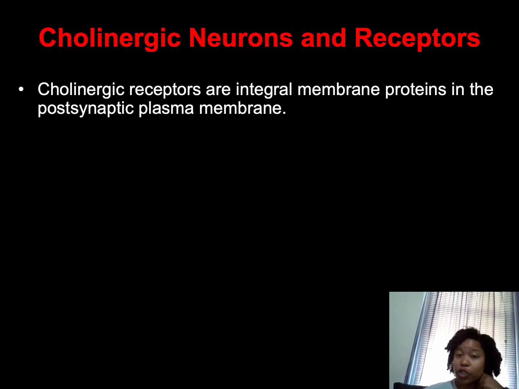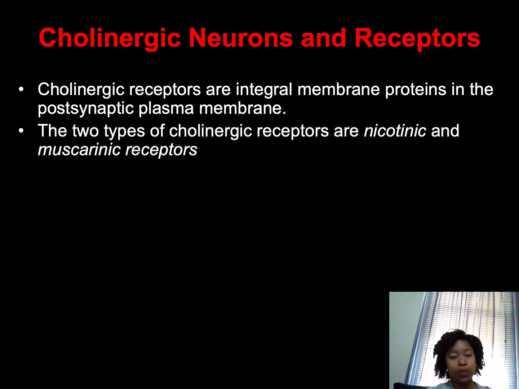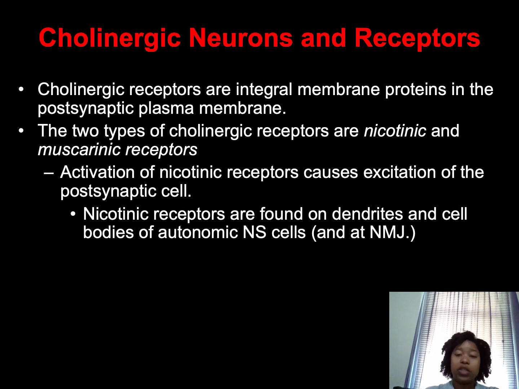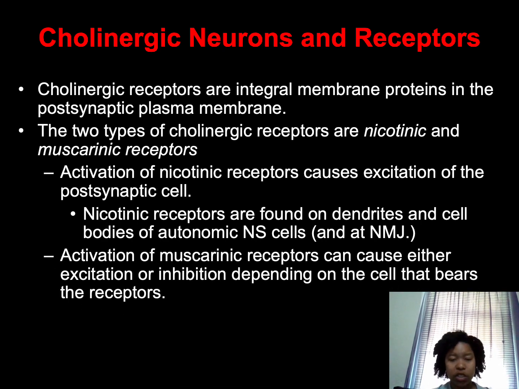It's more about cholinergic neurons and receptors. These receptors are integral membrane proteins in the postsynaptic plasma membrane. So they are going to be in the membrane of whatever target they're going to. There are two types of cholinergic receptors: nicotinic and muscarinic. Activation of nicotinic receptors is what's going to cause excitation of the postsynaptic cell. Nicotinic receptors are found on the dendrites and cell bodies of autonomic nervous system cells and at the neuromuscular junction. That's what NMJ is.